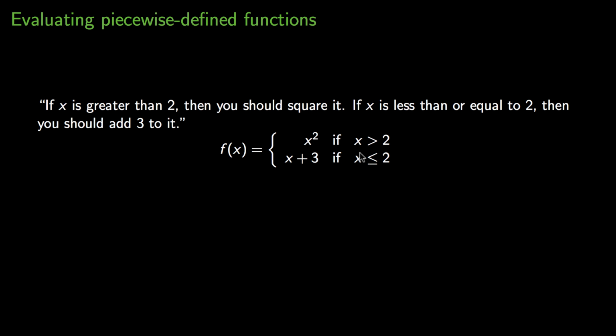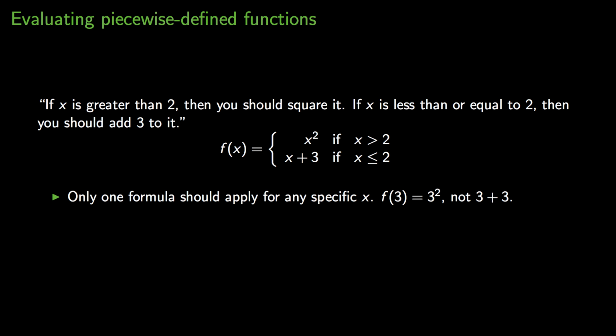So these inequalities over here shouldn't overlap. You should look over here first to determine which of these formulas you should use. Now, a few notes. Like I said, only one formula should apply for any specific x. In other words, the vertical line test still applies here. So think about f of 3. You look over here at these inequalities and see that the number 3 falls into this first pile of numbers. So that's how I know that f of 3 is equal to 3 squared, and it's definitely not 3 plus 3.